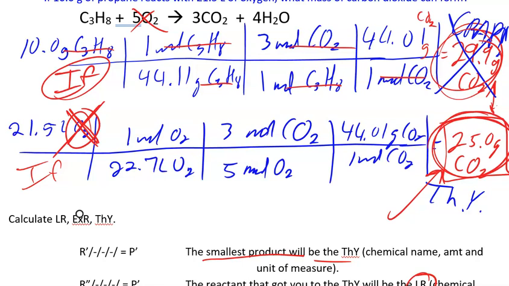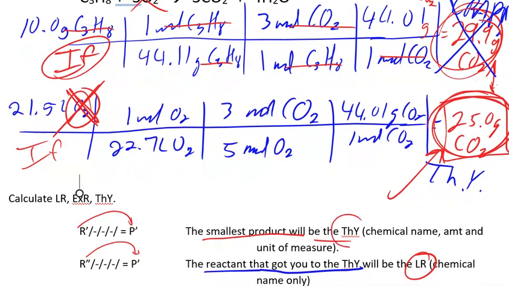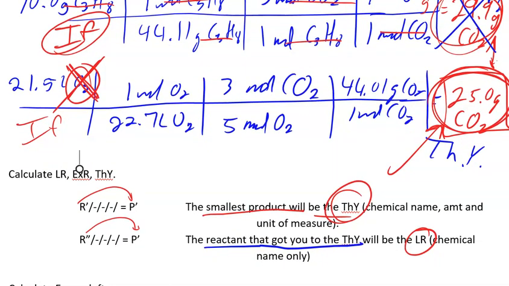So whenever you have this kind of problem, line up the 2 reactants, go from reactant to the product, the other reactant to the same product. Pick the smallest product, and that will be your theoretical yield. And the reactant that got you there will be the limiting reagent.